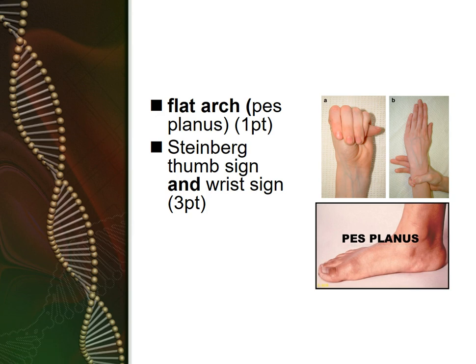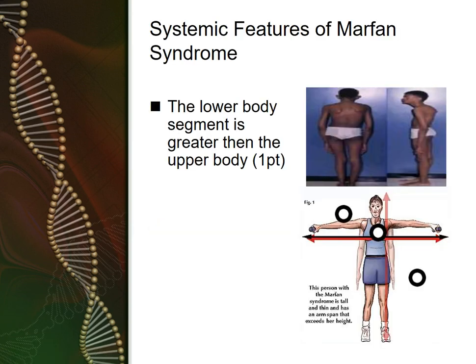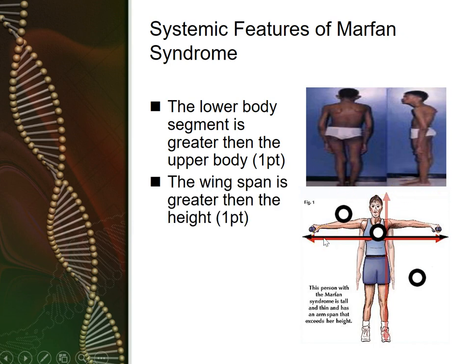Steinberg thumb sign and wrist. If you can do both of these maneuvers, so when you put your thumb out and your thumb down and it hangs out, you get 3 points. If you can do one or the other, you get a point. And then wings, the lower body greater than the upper, or the wingspan greater than the height. This is actually much easier to measure than determining upper body.